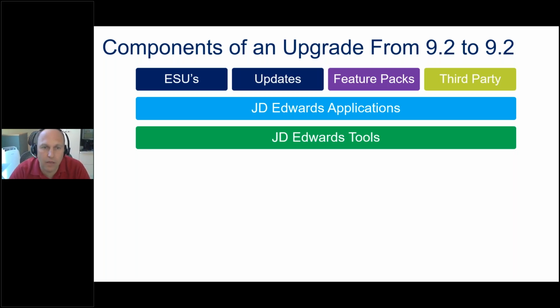Then you've got the big layer of JD Edwards applications. That's your business code. That's what handles sales order entry, your finances, your voucher matches, your payroll, your manufacturing, your distribution, all that stuff. And that sits on the JD Edwards tools. And the JD Edwards tools is really the engine that drives these functions that are your business. So you can see how they build upon each other.